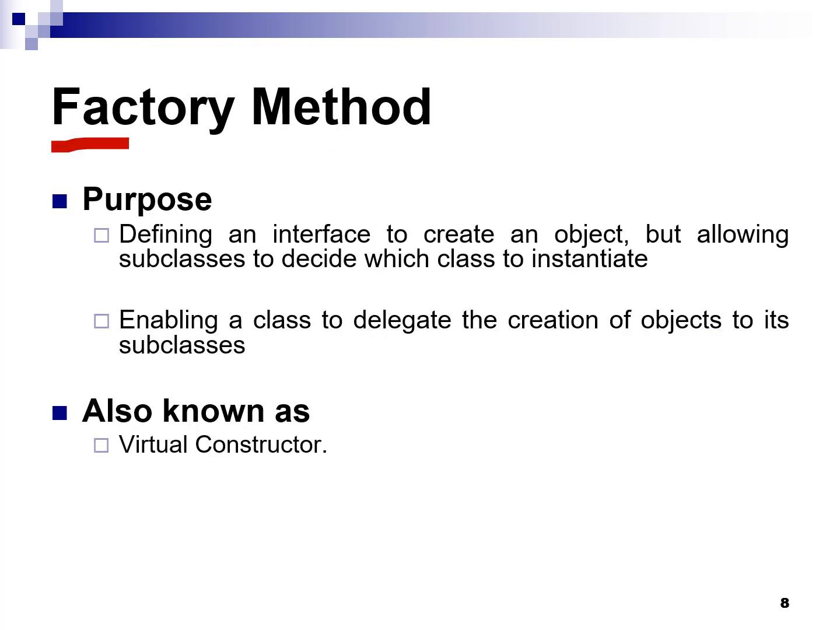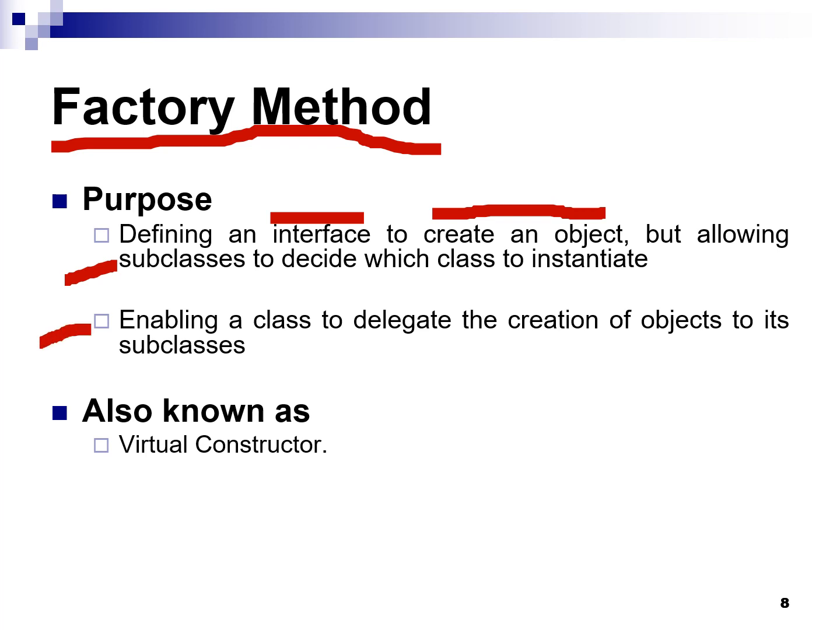Right, let's start with the factory method. In this design pattern and in the following ones, I'm going to use the standard structure of description of a design pattern. So first of all, what is the purpose? Well, the purpose is to define an interface to create an object. So the idea is that then subclasses can decide which class to instantiate.